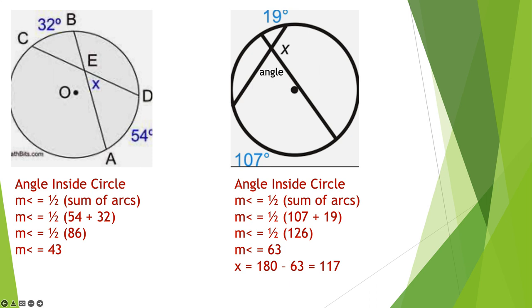Now, there are other ways to do that. You could realize that since 107 and 19 add up to 126, and that's two of the arcs of the circle, and the other two make up the whole circle, then 360 minus 126 would be 234, and then the x would have to be half of that sum. Half of 234 is 117. I don't know too many people who might have wanted to start it that way, but you could.